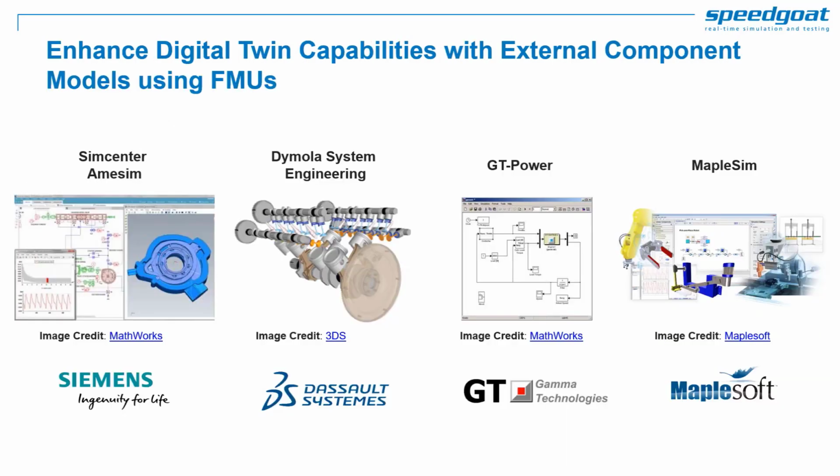You can also enhance your digital twin capabilities by integrating physical model components provided by third-party vendors, via functional mockup units or dedicated third-party vendor APIs. Here are just a few examples of tools frequently used by our customers.